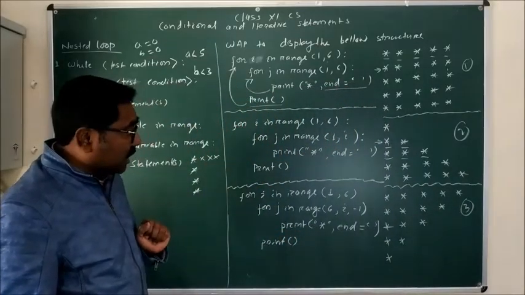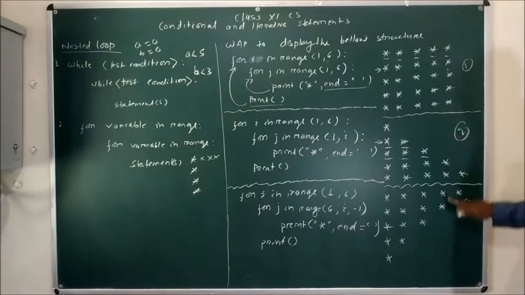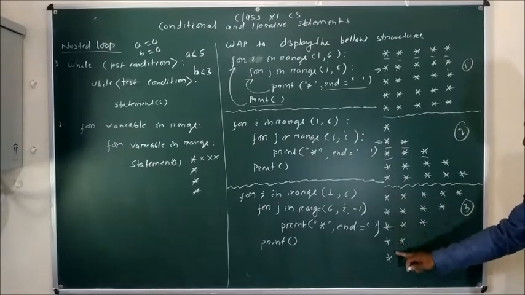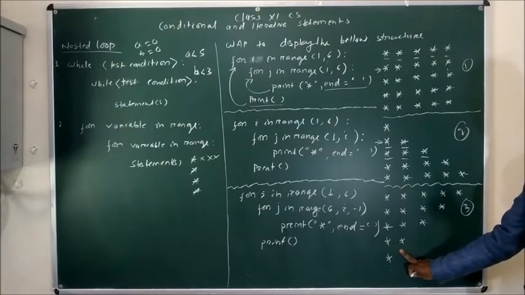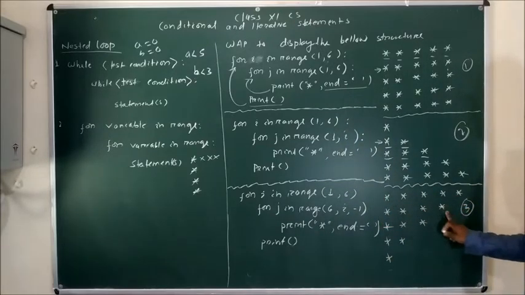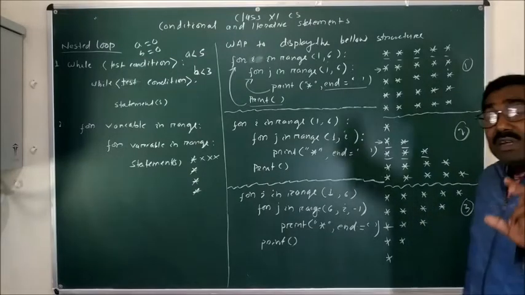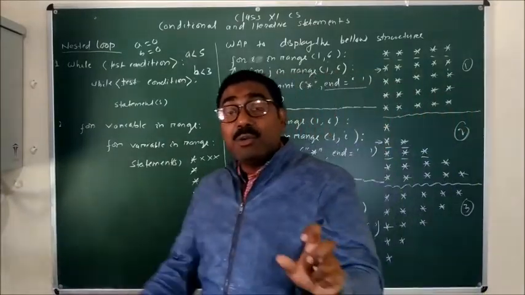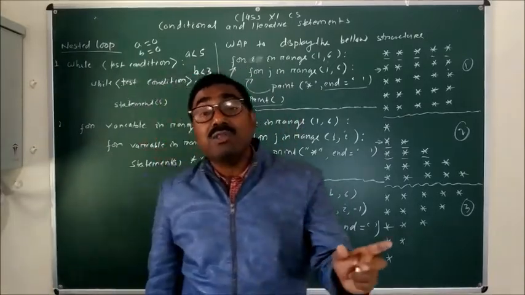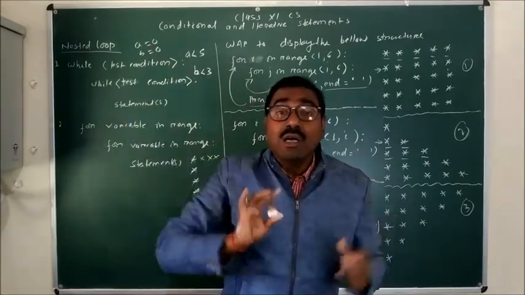The third structure is the reverse of the second structure. Here the number of rows is the same, but the number of columns gradually decreases. It is initially 5, then 4, then 3, then 2, then 1. Now here we have to start the J loop in a reverse way, gradually decreasing the values. Till now we have not used any loop in which the loop control variable decreases from a higher value to a lower value.